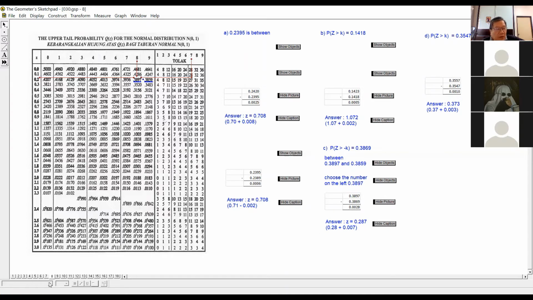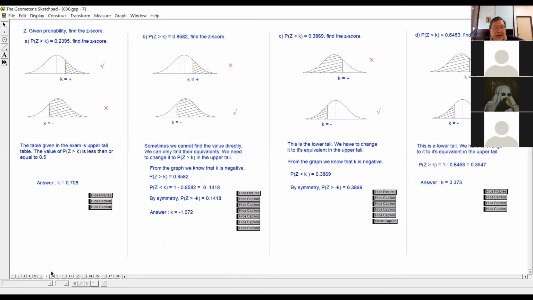287, 0.287. So come back. What is the number? The number is not 287 but negative 287. 287 is the corresponding value in the upper tail, but we want the lower tail. Lower tail, it should be negative. That's why from the table we have to use some logical reasoning to decide whether it's a positive k or negative k.